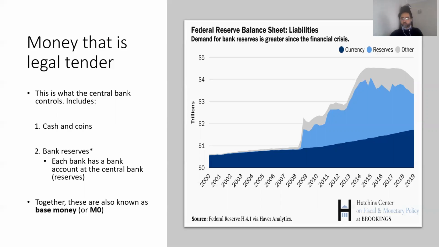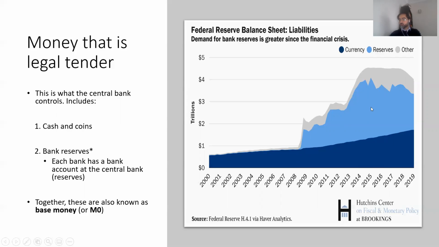Okay, and you can see over here, historically, if you go back before 2008, reserves were just a negligible proportion of the base money. Over here, base money is made up of the light blue and the dark blue. The dark blue is currency, and the light blue is reserves. This gray bit is something else. So you can see historically, reserves were almost a negligible proportion of your base money. But after the financial crisis, reserves have increased a lot.